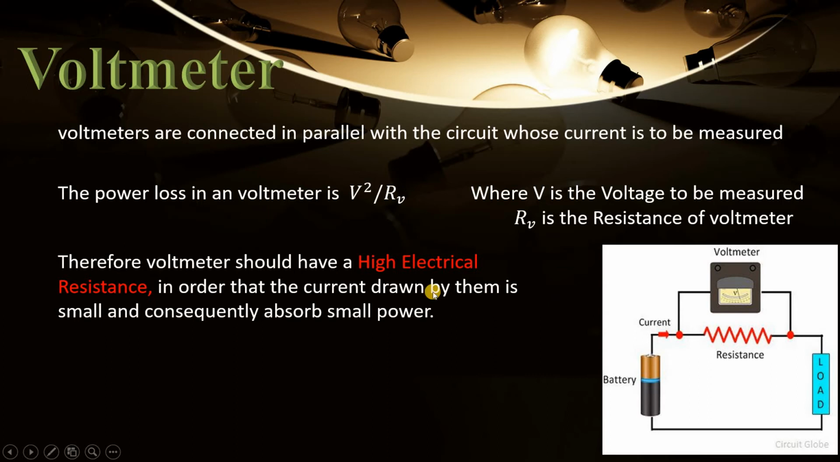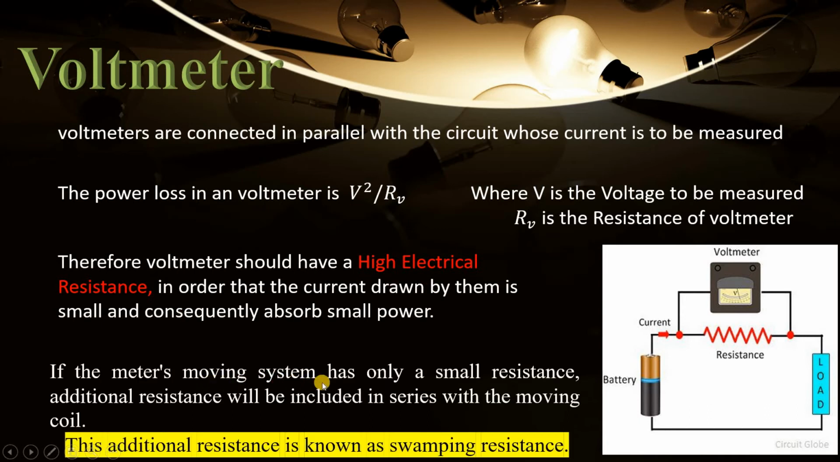That is a major difference here. In ammeters, the resistance of the ammeter must be small. In voltmeters, the resistance of the voltmeter must be high. If the meter's moving system has only a small resistance, additional resistance will be included in series with the moving coil. That resistance is called swamping resistance.